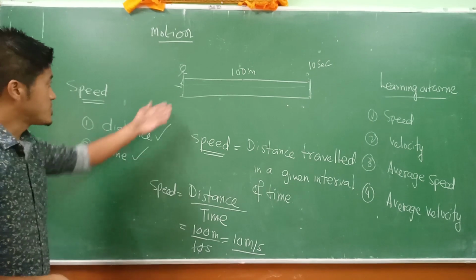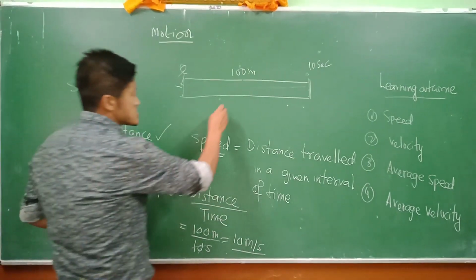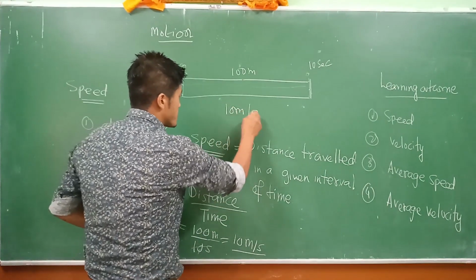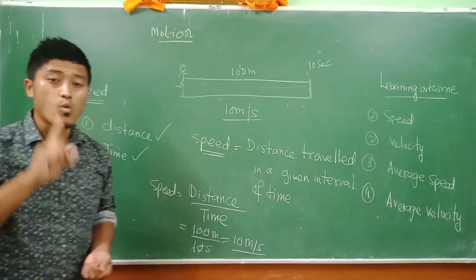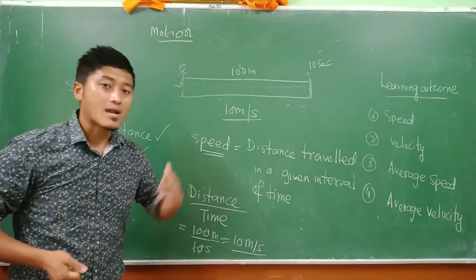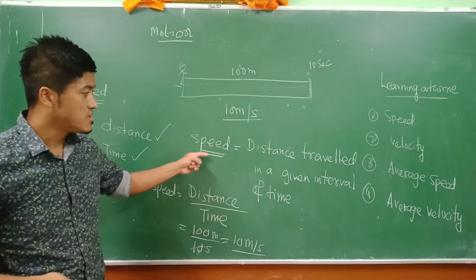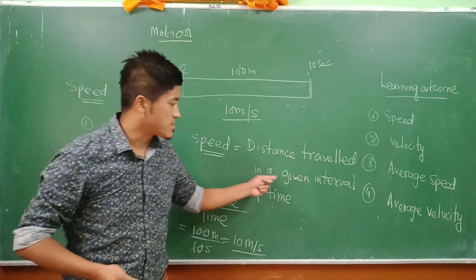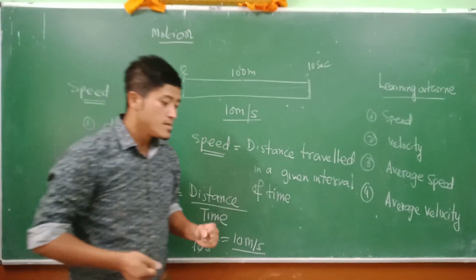Now, what was the speed of that student? He is running at a speed of 10 meters per second. That means in 1 second, he is covering 10 meters. This is how we calculate speed. In short, distance traveled in a given interval of time.